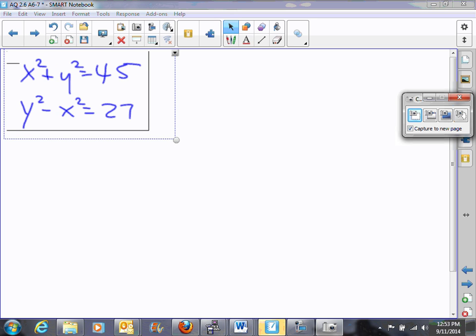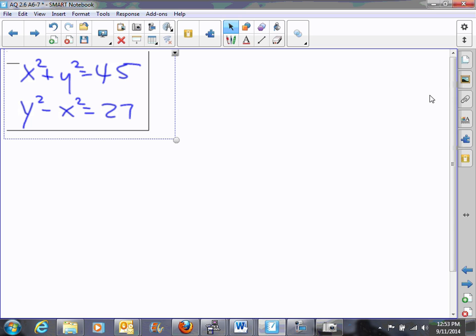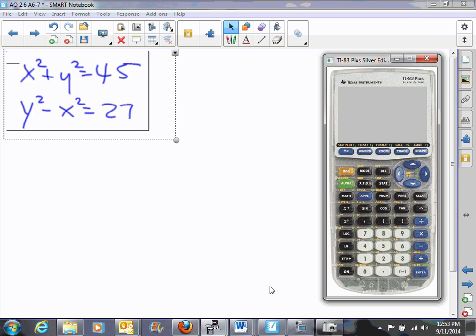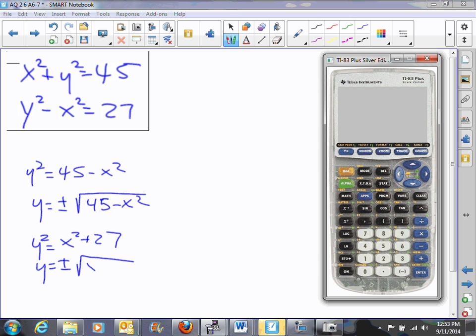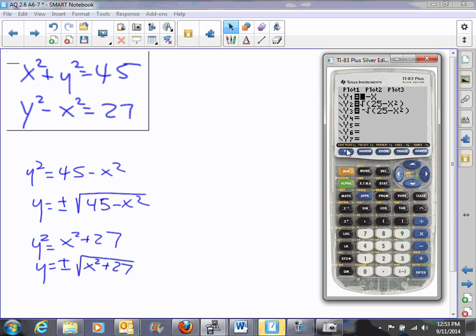Anyway, now when we're doing this with technology, we need to have each of these solved for y. So the first one becomes y squared equals 45 minus x squared. So y is equal to plus or minus the square root of 45 minus x squared. And the second one becomes y squared equals x squared plus 27. So y is equal to plus or minus the square root of x squared plus 27. Now, that means it's going to take 4 places in our calculator to do this.